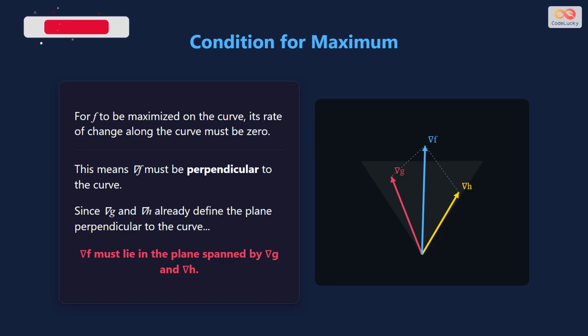Here is the key insight. For our function f to be maximized at a point on the curve, the rate of change of f along that curve must be 0. This implies that the gradient of f must be perpendicular to the curve. Since the gradients of g and h already define the plane perpendicular to the curve, the gradient of f must lie somewhere in that same plane.